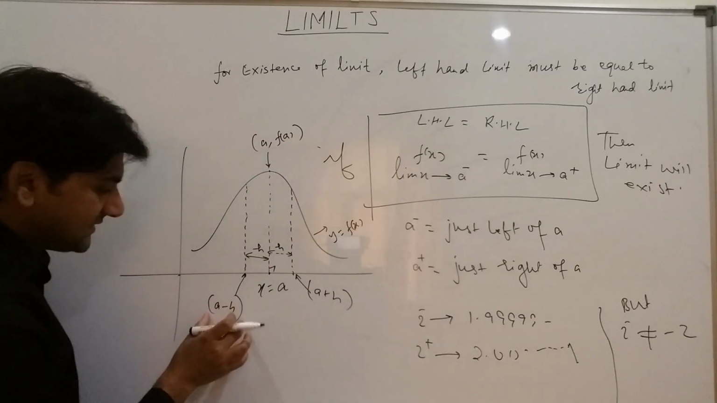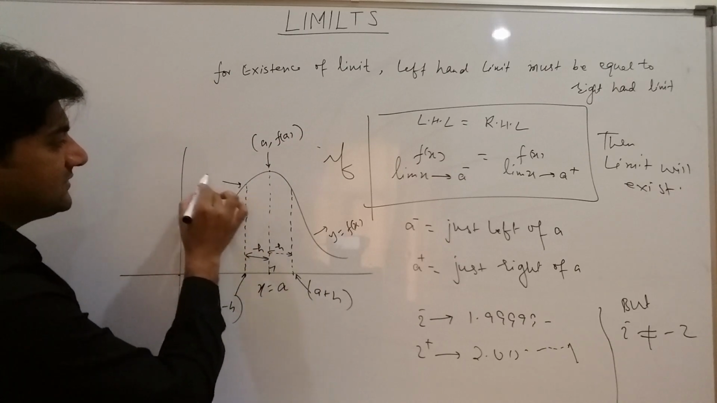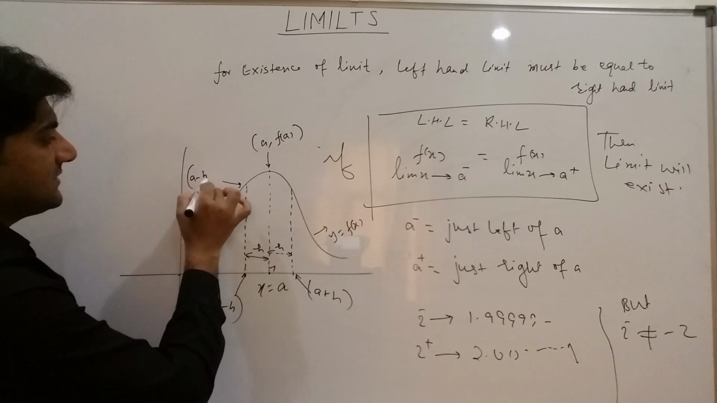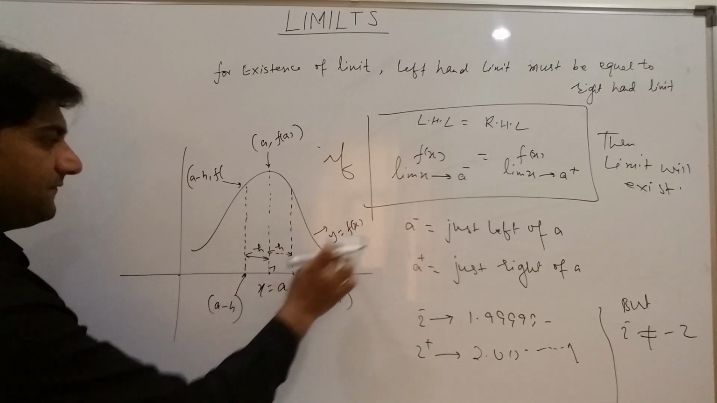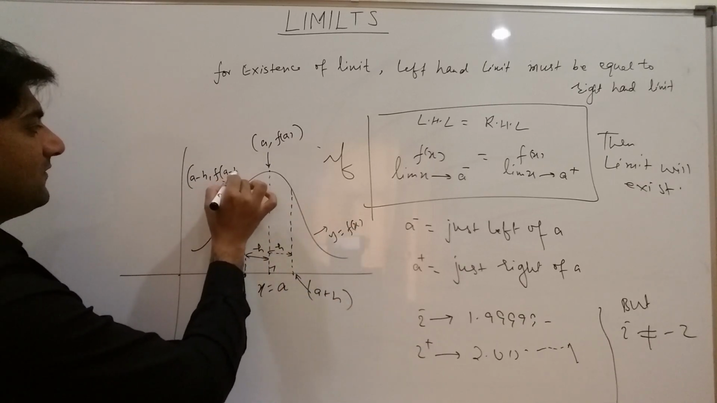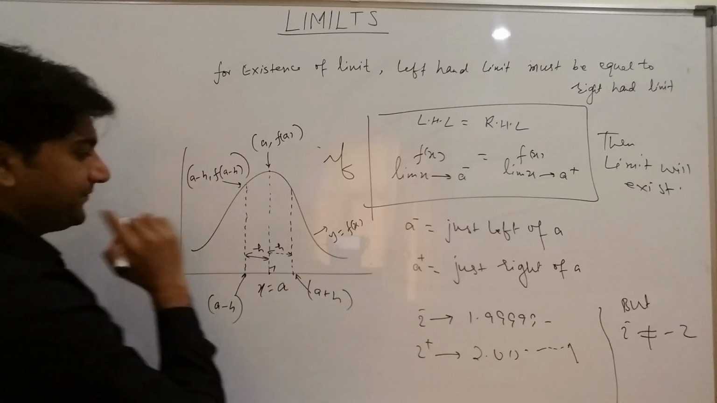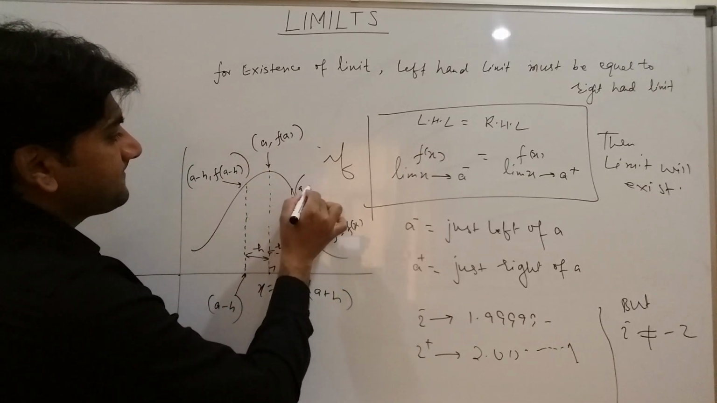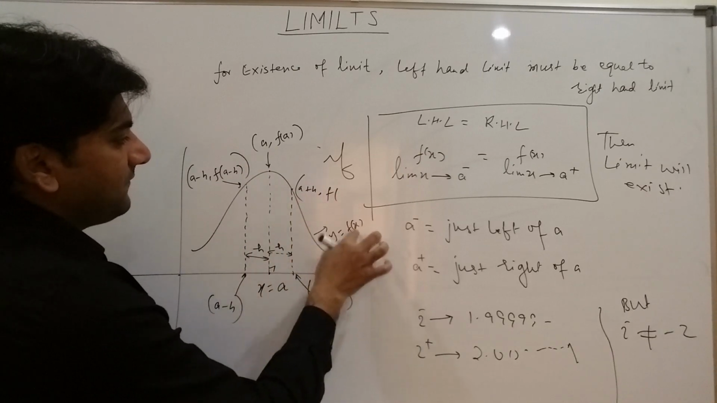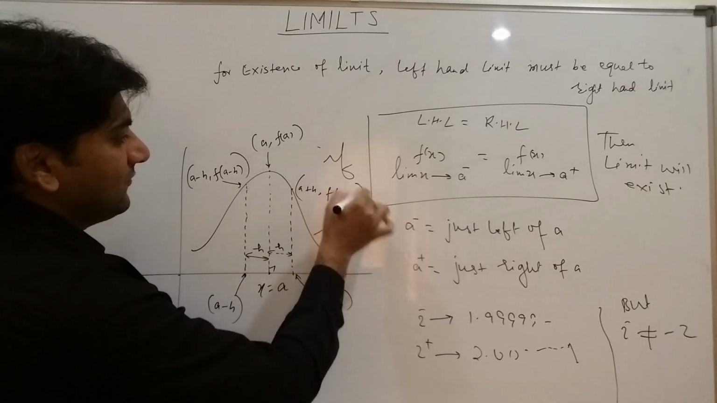Now when you put x is a minus h for this point, what is f of x? You will get f of a minus h. Now again at this place, when x is a plus h, then you will get f of a plus h.